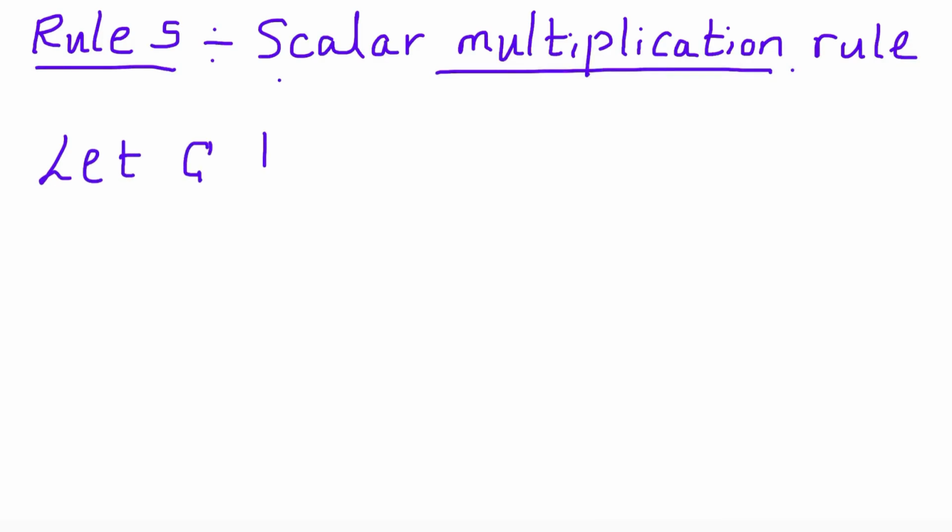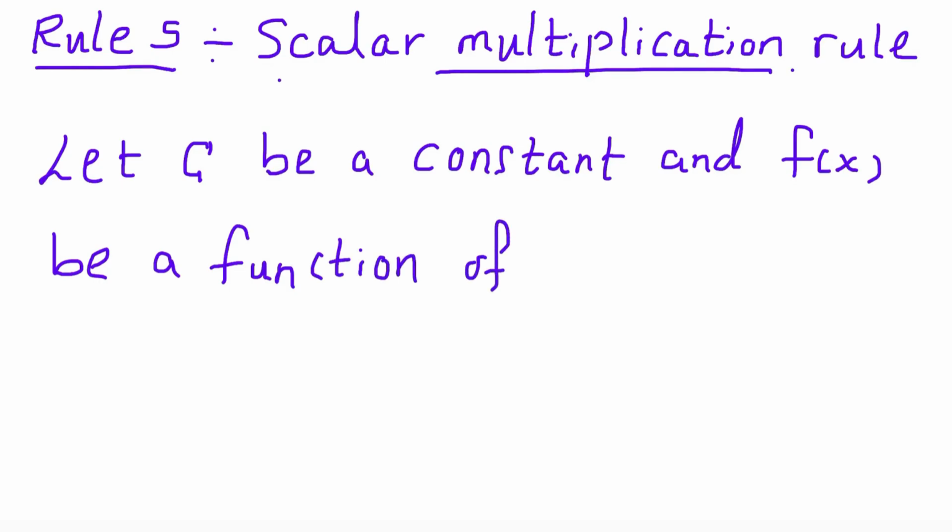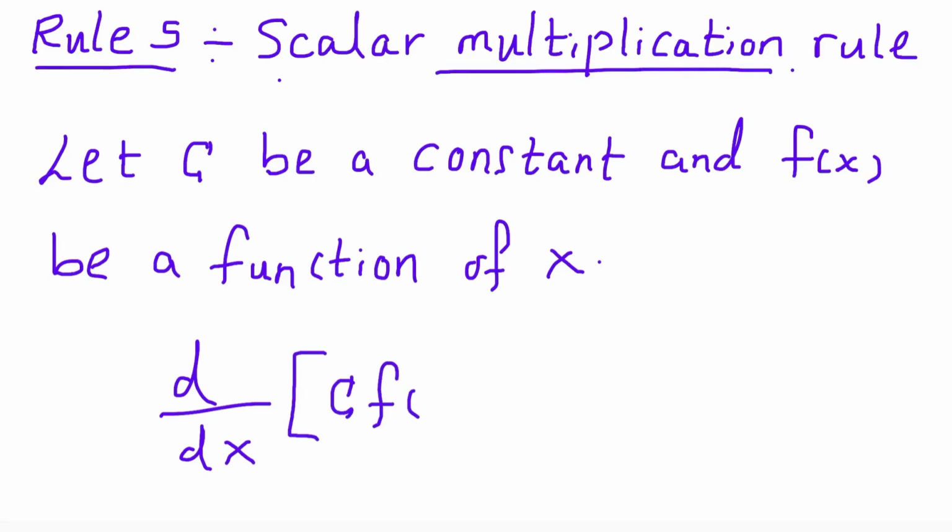The next derivative rule is called the scalar multiplication rule. In this case, we consider a constant c as well as a function of x, which is denoted by f of x. Our goal is to compute the derivative of the product between c and the function f of x. So the derivative of c times f of x can be done by bringing the constant c outside and then take the derivative of f of x itself with respect to x.